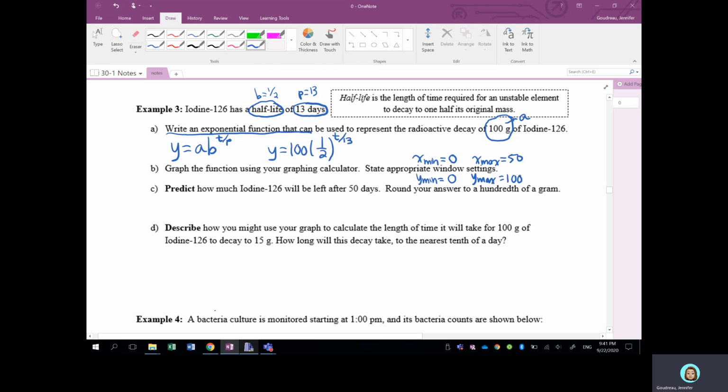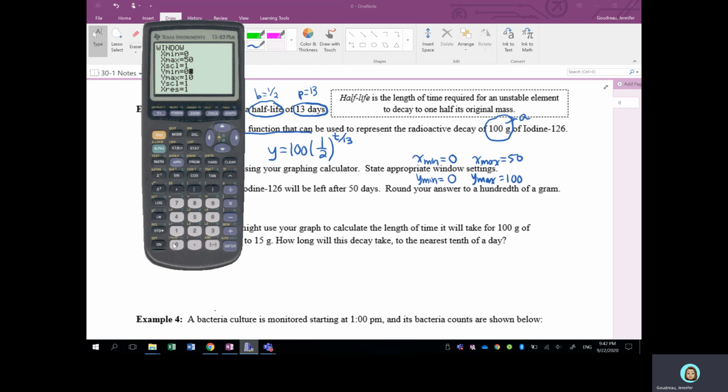Because this is exponential decay, we are starting with 100 grams and it's going down from there. So into our window, y minimum is 0 because we can't have a negative amount of this substance. Y max is 100 because that's our maximum amount. We're going down from 100 grams. We hit graph, and there's our nice exponential decay function, which makes sense since this is a decay question.